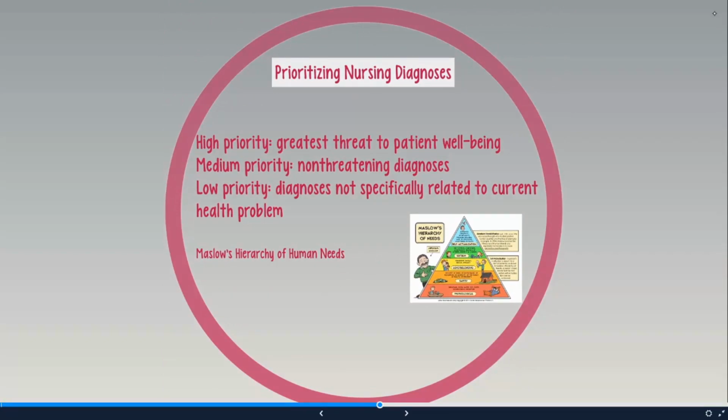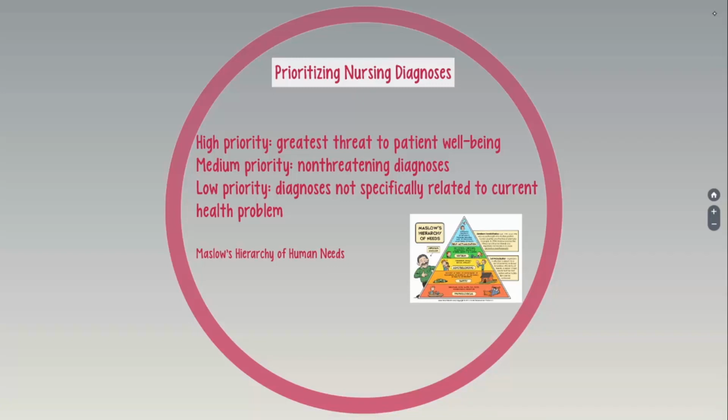Let's look a little bit into how we're going to prioritize nursing diagnoses. High priority is going to be the greatest threat to the patient's well-being. Medium priority is non-threatening diagnoses. Low priority is diagnoses not specifically related to the current health problem. And if you get to them, you get to them, but typically we're not going to be able to do that with a short hospital stay.